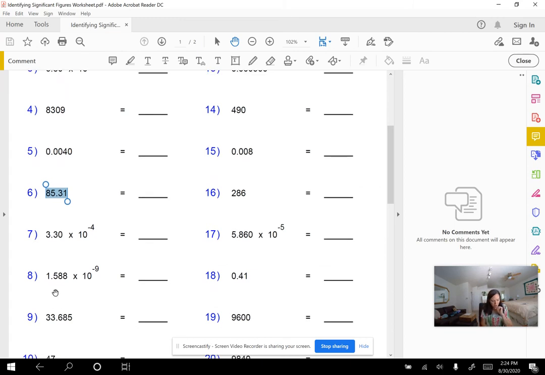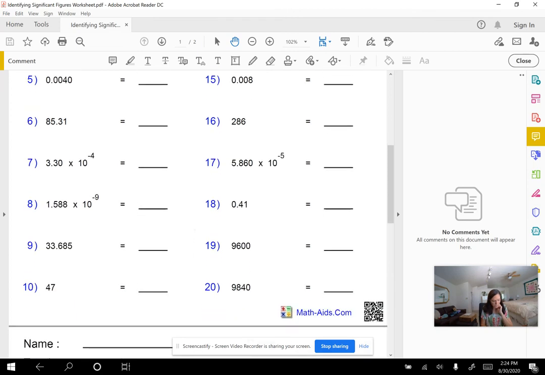Okay, number 8. All of these numbers here are non-zero numbers, so they're all significant. So I will have 1, 2, 3, 4 digits in number 8 that are significant. Number 9, these are all non-zero numbers, so they are all significant. So I will have 1, 2, 3, 4, 5 digits that are significant. And number 10, once again, 2 numbers, both of them non-zero, so they're both significant. So on number 10, I would have 2 digits that are significant.